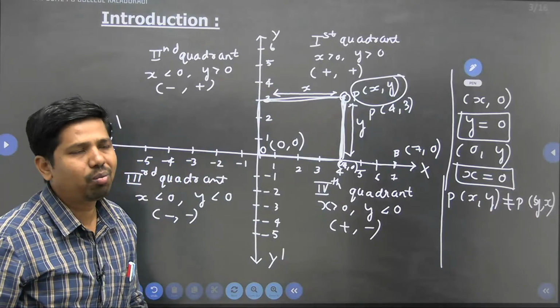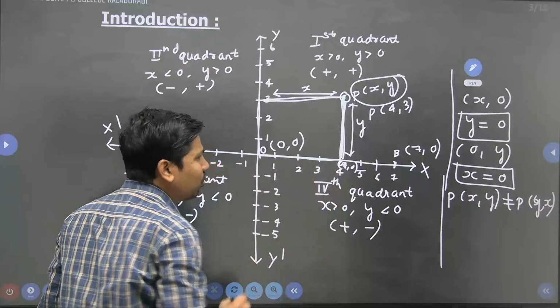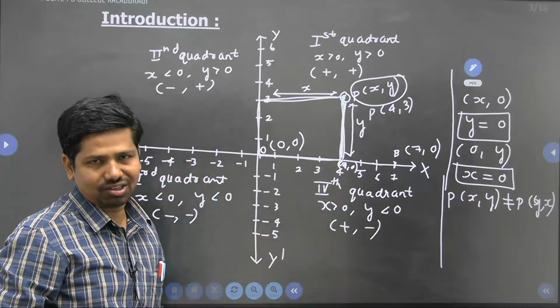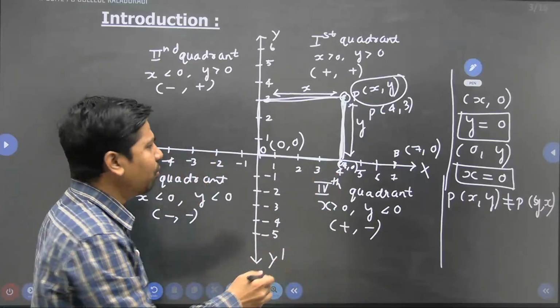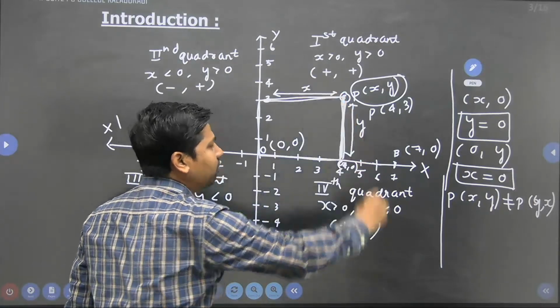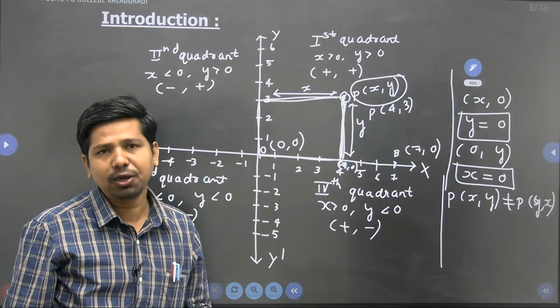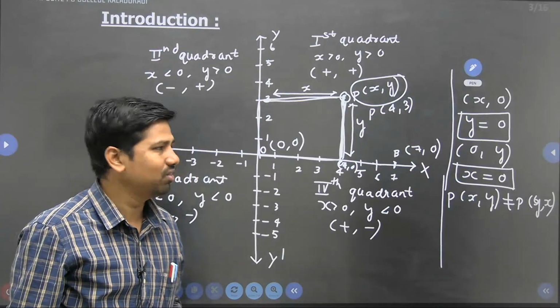How to plot the point? 4 comma 3. So x is equal to 4, means you have to move 4 units along x-axis, that is horizontally you have to move 4 units, and vertically you have to move 3 units. So this is the point 4 comma 3, right? That is how to represent the point in xy plane or two-dimensional plane.